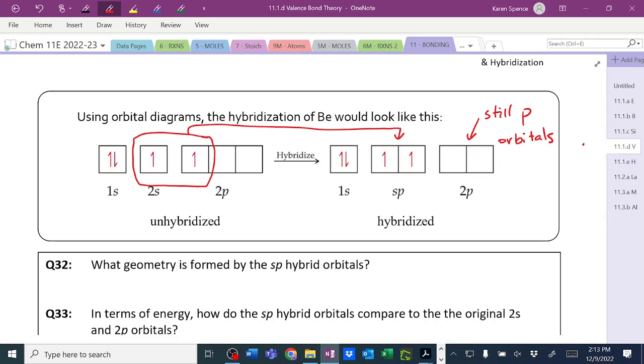What geometry is formed by an sp orbital? How many electron domains do we have in an sp orbital? Two electron domains. How is it possible for two electron domains to get as far from one another as possible? So what's the shape? Linear. And what's the bond angle? 180 degrees.